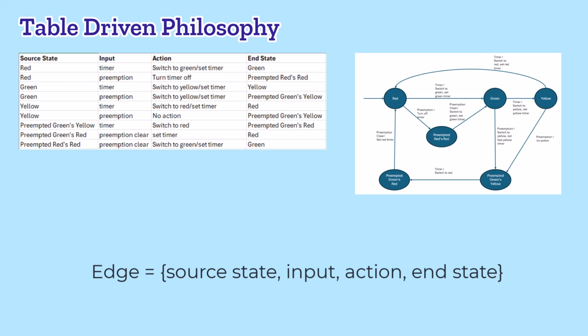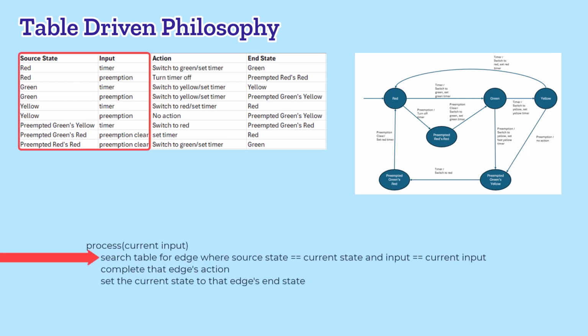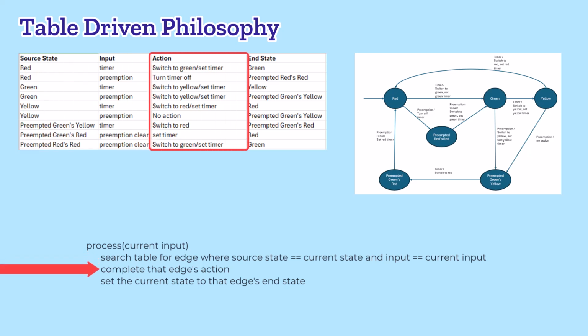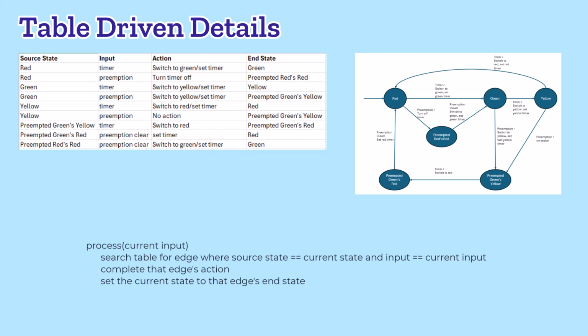Given that table, the code that runs our machine processes an input by searching the table for a row that matches the current state and the input received. From that row, it knows what action to take and what state to move to. That description is the pseudocode for the solution. Let's look at some of the details.